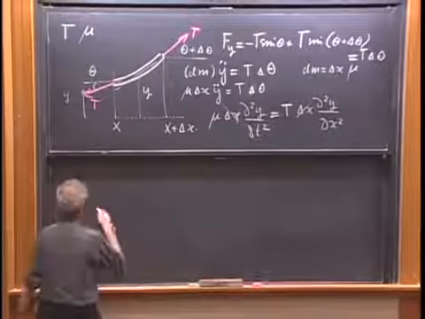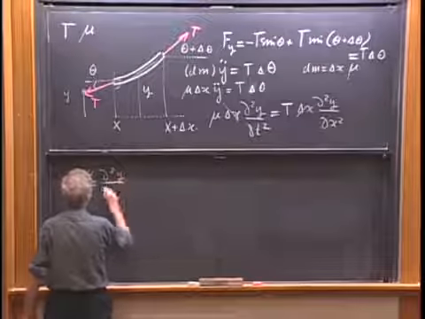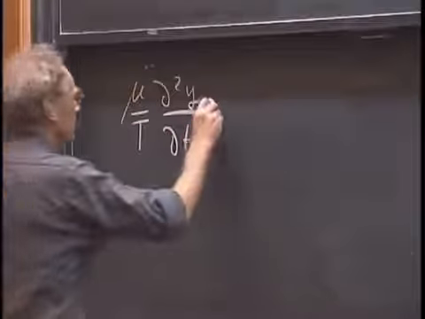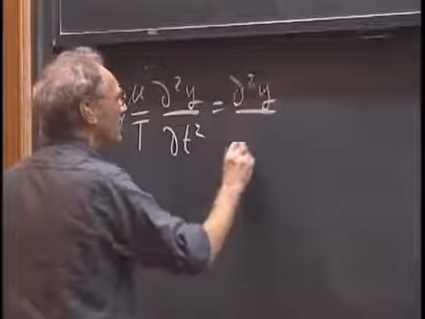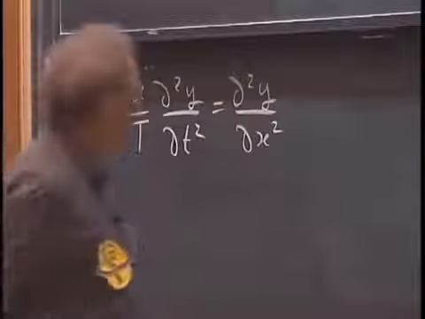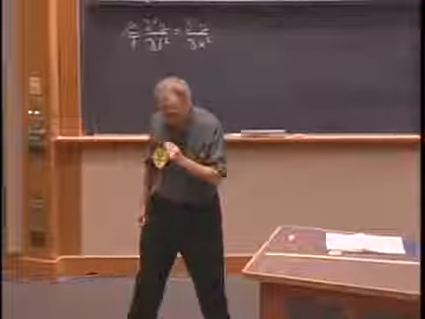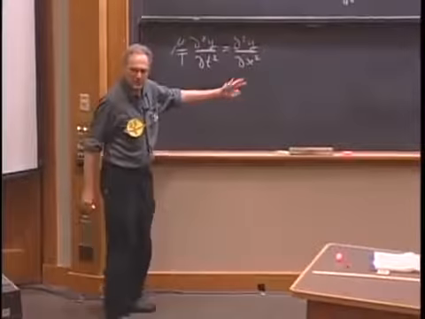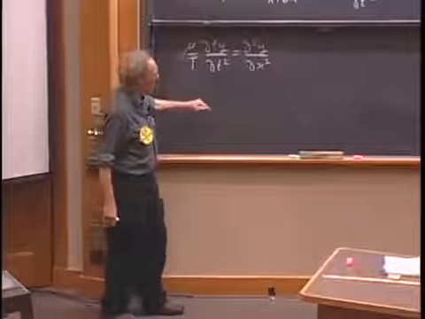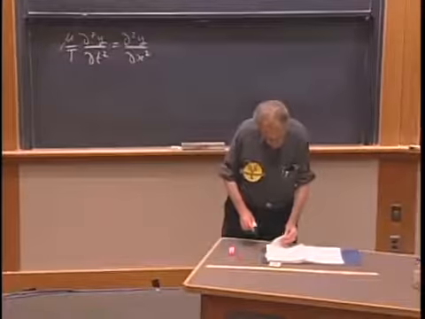So now what you have is that mu divided by T times d2y/dt squared, at constant value of x, is now d2y/dx squared. And believe it or not, this is a big moment in our life. You have here a differential equation of y, which is a function of x and t, whereby here you take the double derivative in time, and here you take the double derivative in space, in location.